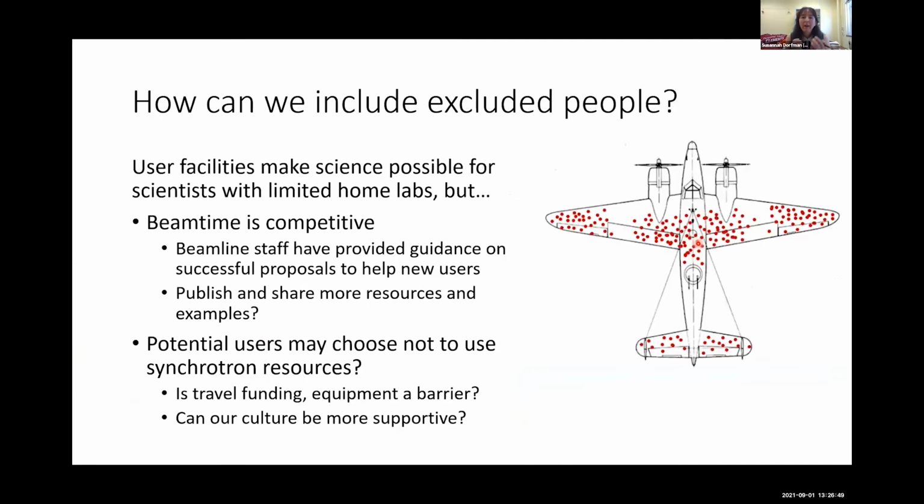I wanted to remind us to consider the people who are not here. If we're trying to include a broader user community, that may be people who are not in this room. I think that user facility science has a potential to really make science more broadly possible to people with limited home labs. But we know that beam time is competitive. We know that people may choose not to use beam time if we have barriers that keep them from being able to carry out these experiments.